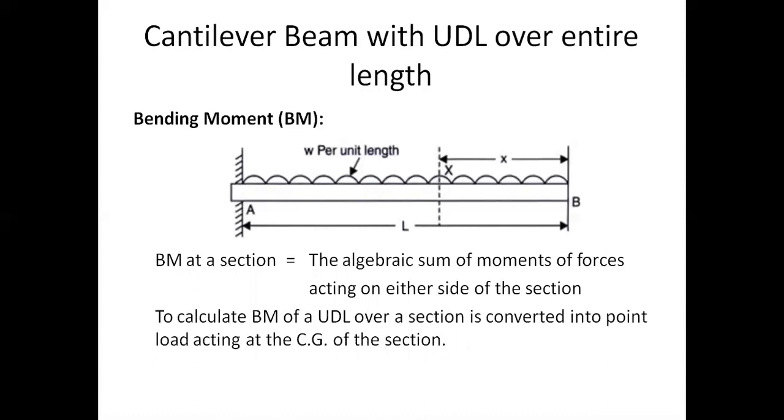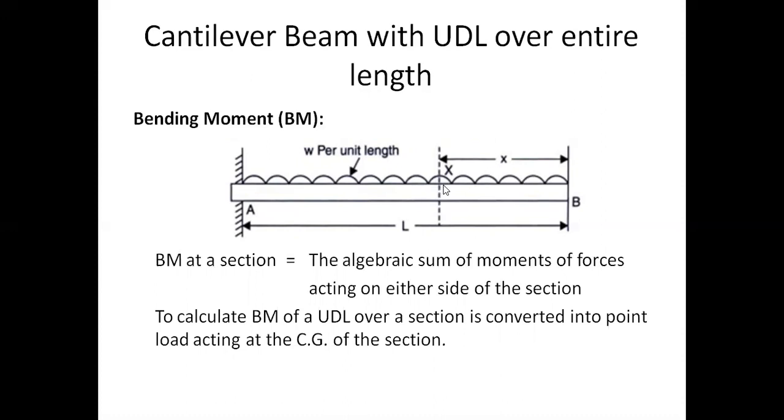Now, to calculate the bending moment of a UDL over a section, it is converted into a point load acting at its CG. So this entire span has a uniformly distributed load. If a point load is there, we can easily calculate the bending moment: the point load into its distance from this place.